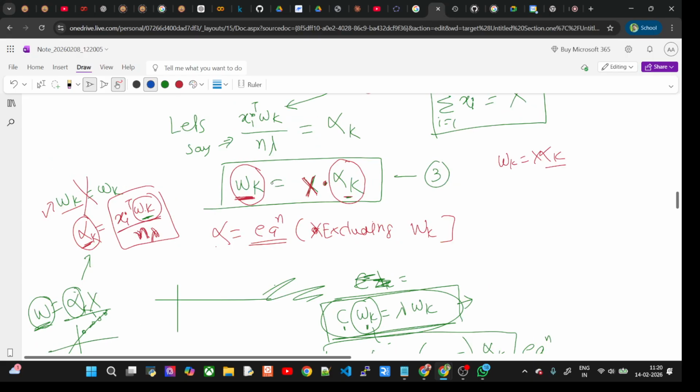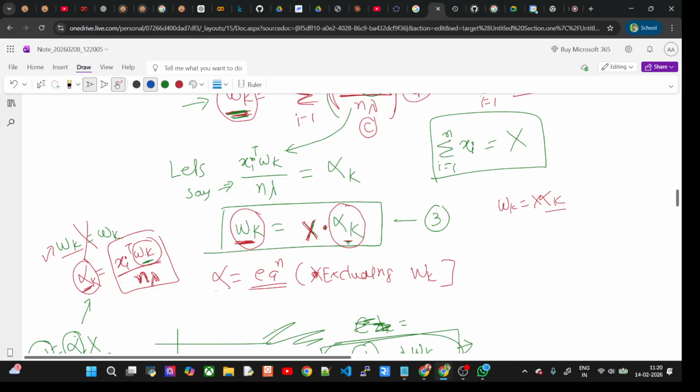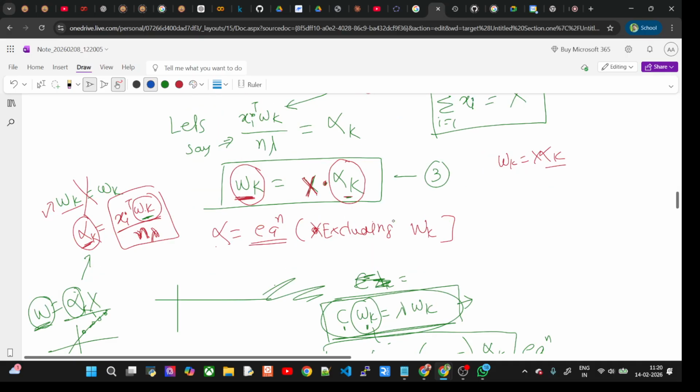So you understood till here: wk is equal to x into alpha k. You understood here. Okay, so we'll do it here. I said that alpha k is equal to xi into wk divided by n lambda. Correct, but PCA's final aim is wk equal to x into alpha k. The final aim of PCA is to get the eigenvector.